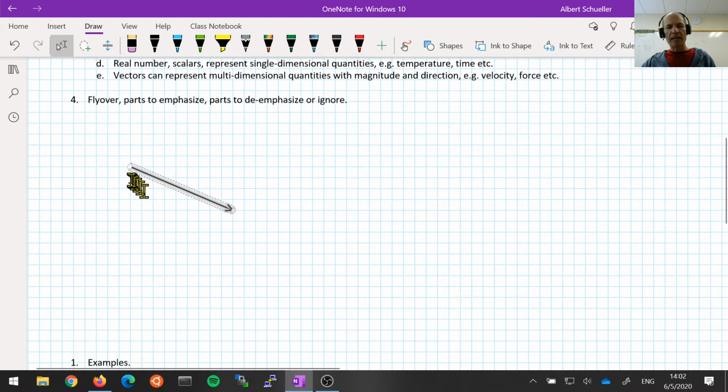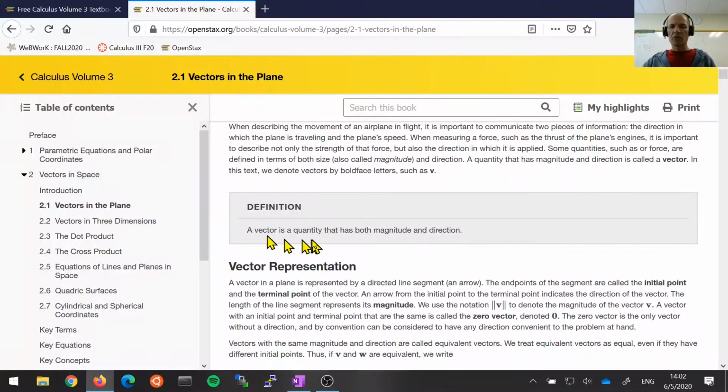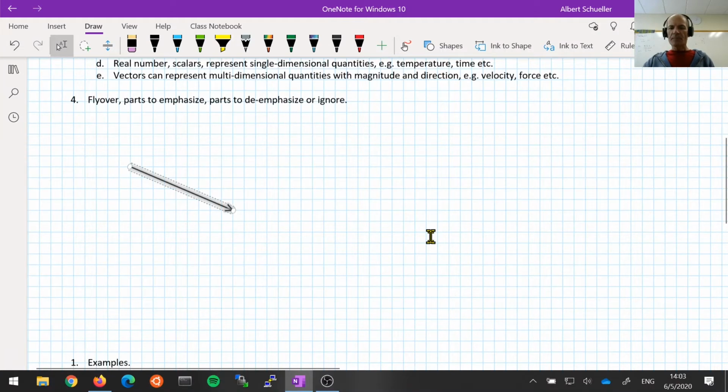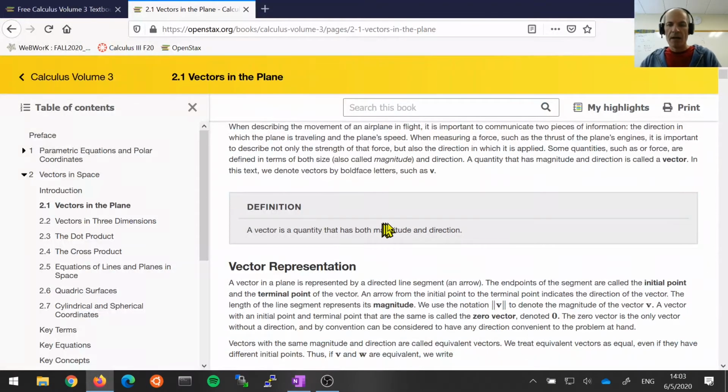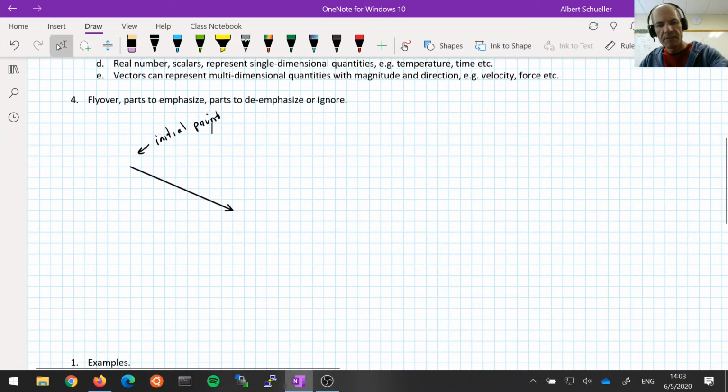I don't know, there's an arrow. Arrows are really good because arrows have direction and they have length. And because we're defining vectors to be quantities that have magnitude and direction, arrows are great metaphors for that because arrows naturally have a direction and a magnitude. So we'll be thinking about vectors in terms of arrows, and just because it's nice to be able to talk about the anatomy of a vector, this is called the initial point. And the other end of the arrow is called the terminal point.